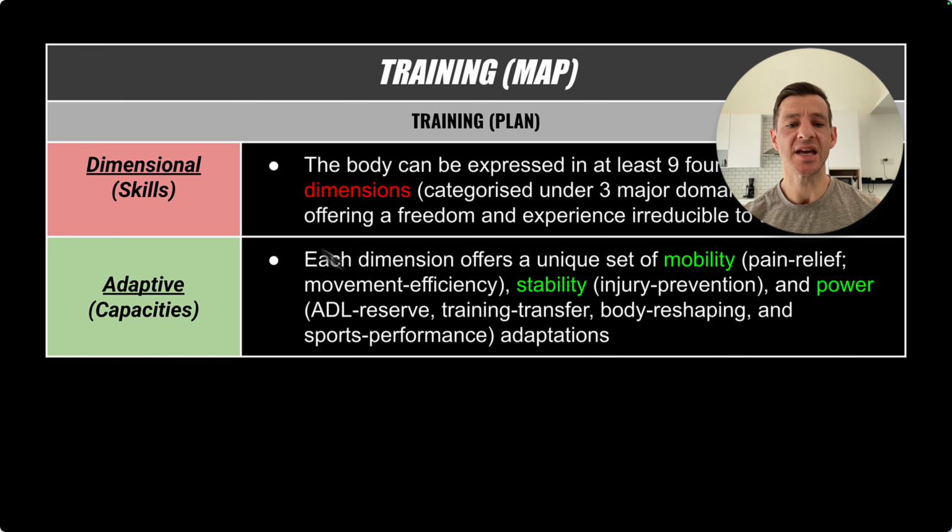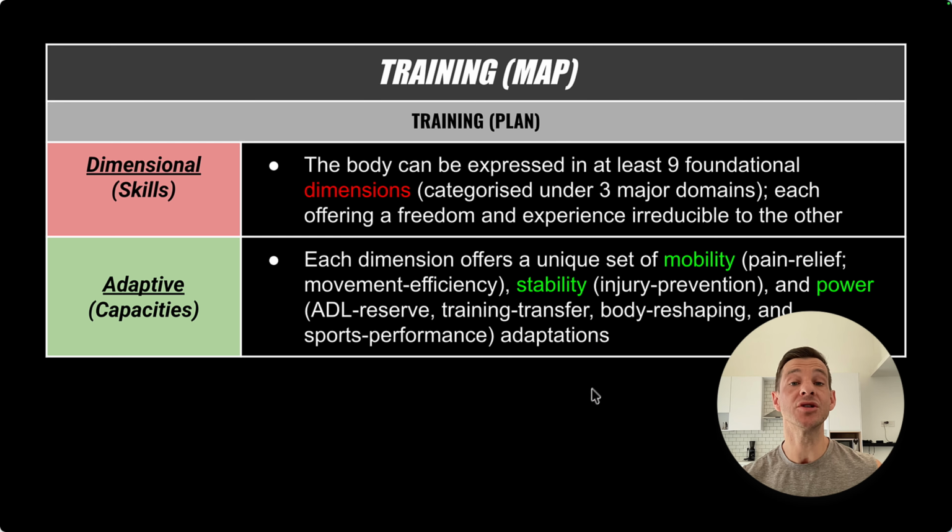As you'll see, each dimension offers a unique set of mobility, stability, and power benefits or adaptations. Specifically, we can loosely associate 2 classes of benefits with mobility. Think of it as rehab or prehab work, directly improving our movement efficiency. Stability helps us with injury prevention or injury resistance.